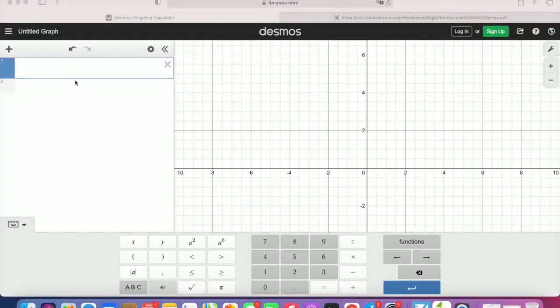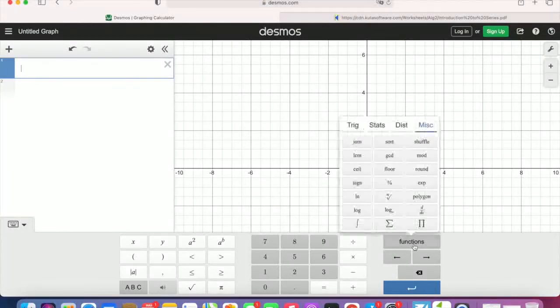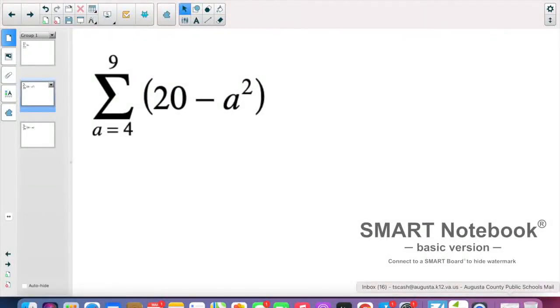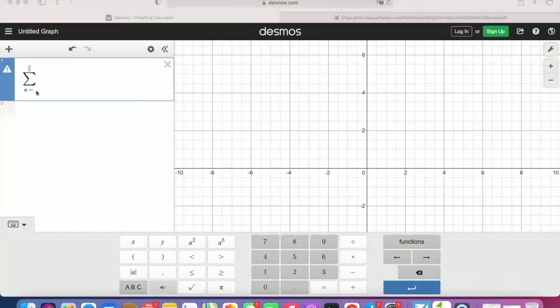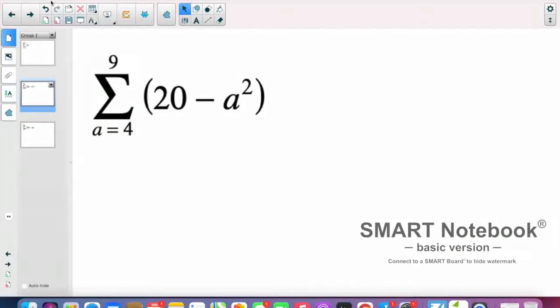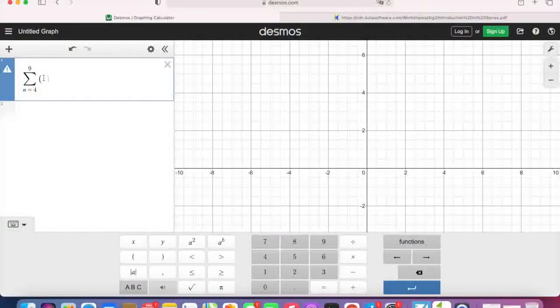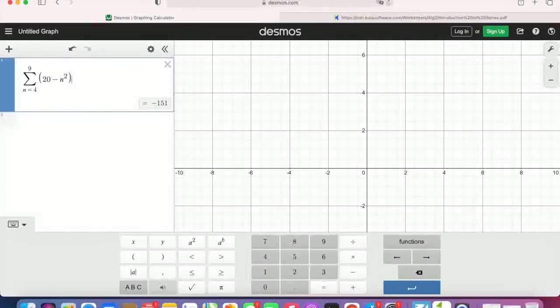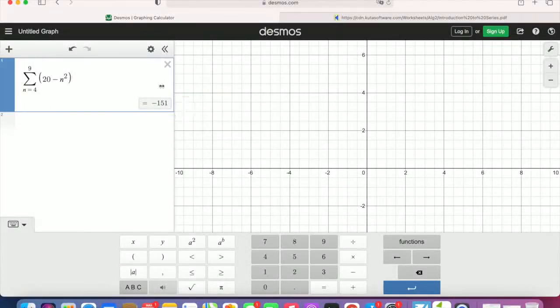So if I go back into Desmos, I pick up that function again. It's in miscellaneous. n goes from right here 4 to 9. And then the function that they gave us was 20 minus n squared. And I'm just going to put it in here exactly as they had it. 20 minus n squared. Remember, I'm using n instead of a. And it gives me the answer, negative 151.